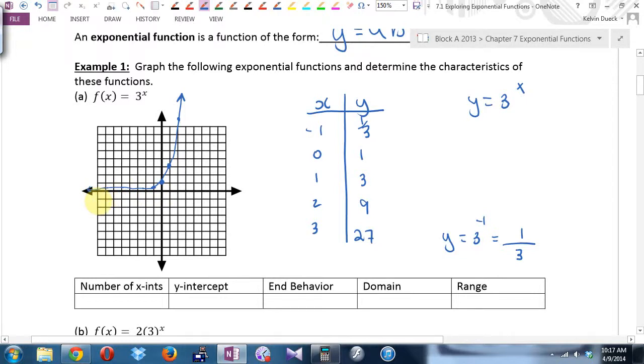It gets closer and closer to the x-axis. But even when you're at like negative a million, 3 to the negative a million isn't 0. It's like 0.00 with probably a whole bunch of 0s, but not quite 0 yet. Is that okay?